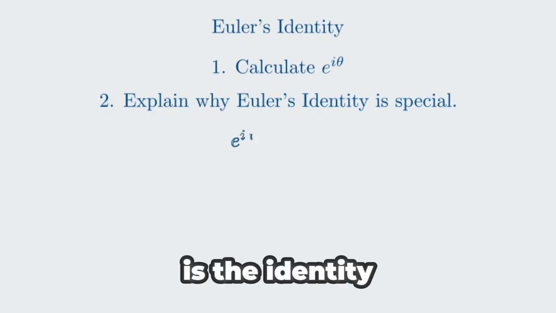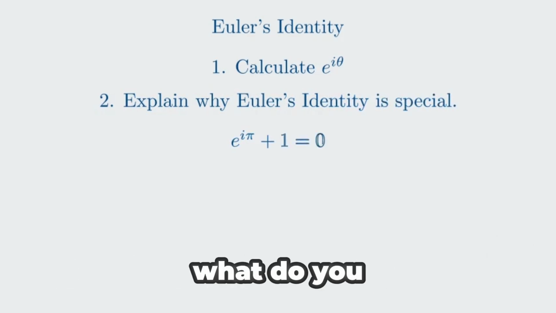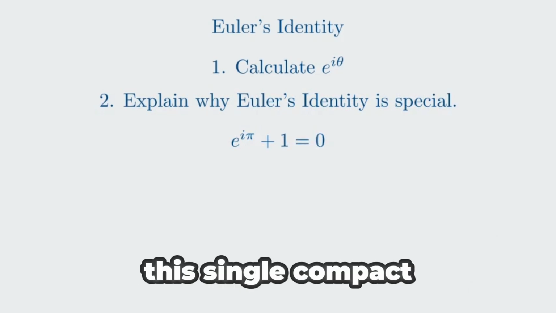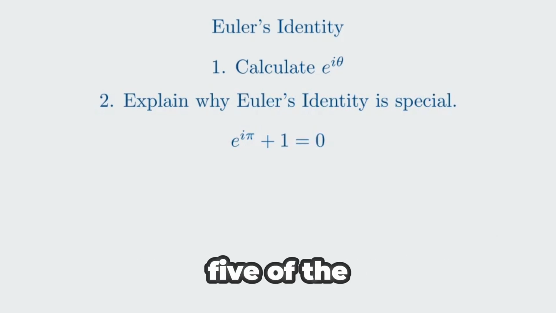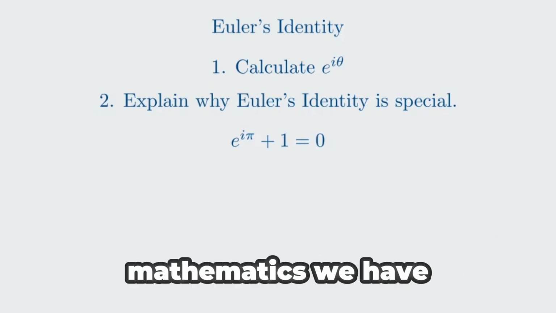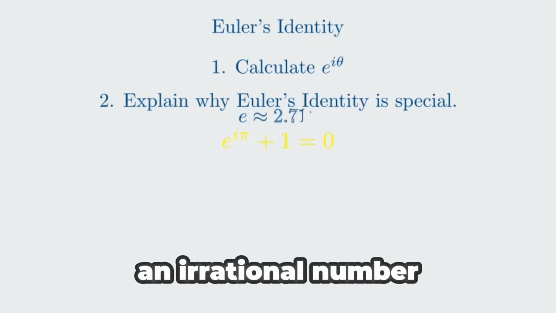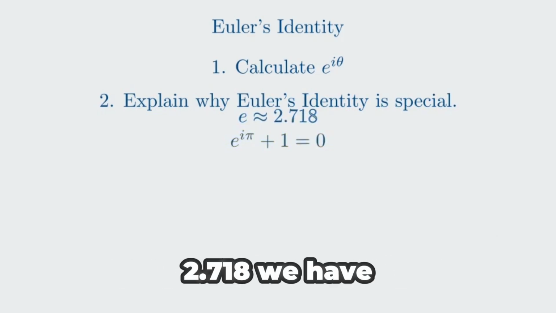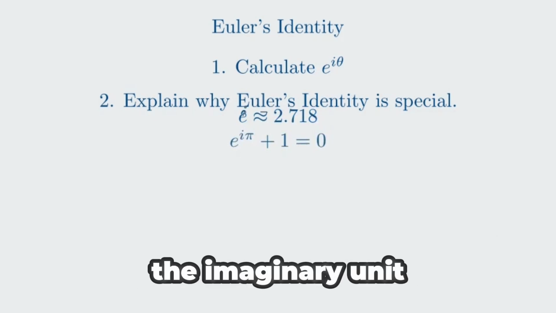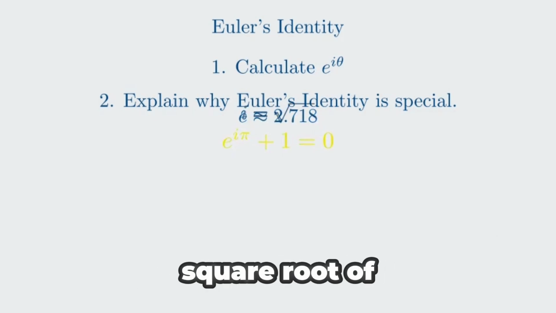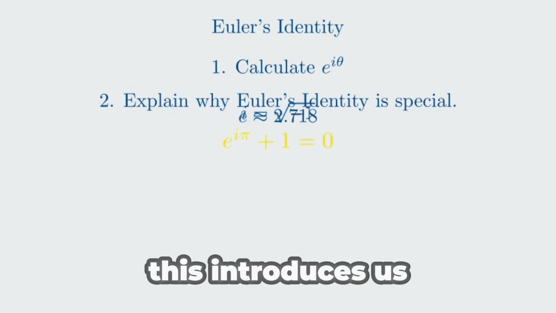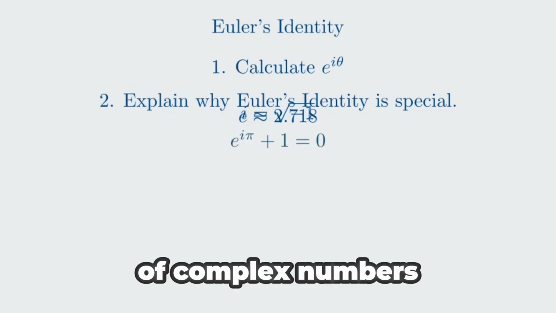Here is the identity. Look at it for a moment. What do you notice? This single compact equation beautifully ties together 5 of the most important constants in mathematics. We have e, the base of the natural logarithm, an irrational number that starts with 2.718. We have i, the imaginary unit defined as the square root of -1. This introduces us to the world of complex numbers.